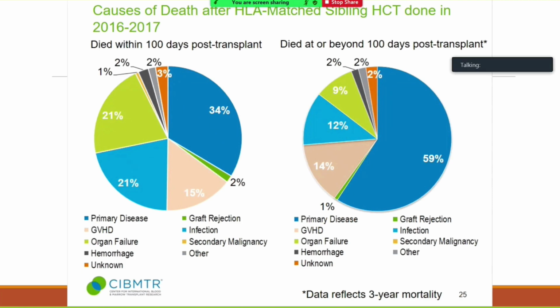The issue is this: the causes of death after, say, you have the best type, which is a matched related sibling, you still have a huge section that's coming from infection, which is the blue. There's lighter blue, which is 21%. And beyond 100 days, when they're no longer local, it's still at 12%. So that's a huge amount of death rate.